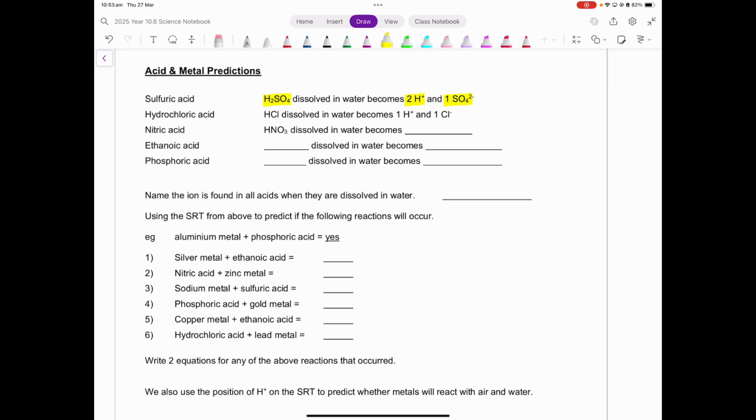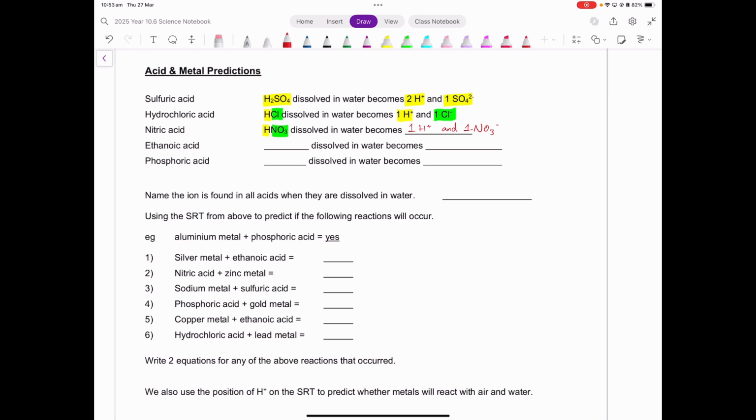Okay. The next reaction is hydrochloric acid, and we can see, maybe I'll split it up by color now, we can see 1 hydrogen ion, and it's also going to form 1 chloride ion in solution. When we look at nitric acid, again, there's 1 hydrogen, and there is 1 nitrate, okay? And so this one is going to become, if we write it out here, 1 H plus and 1 NO3 minus.